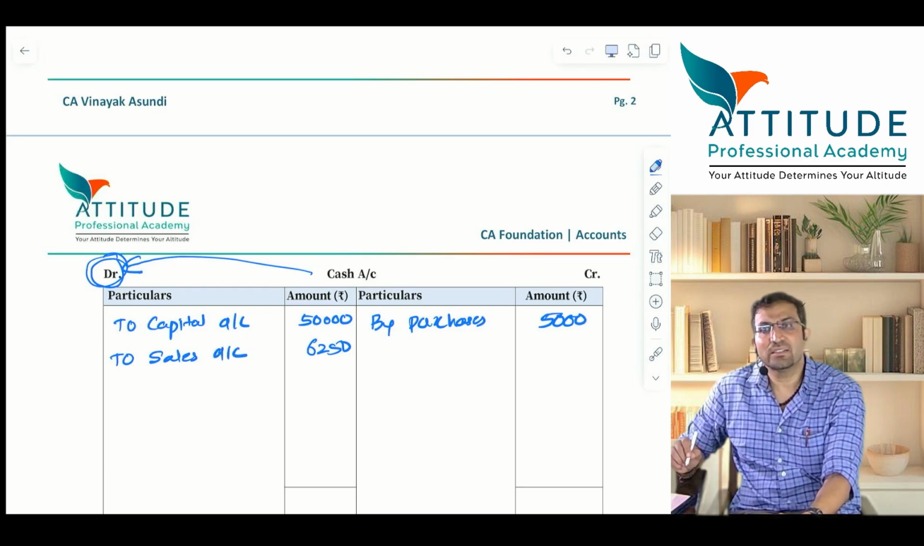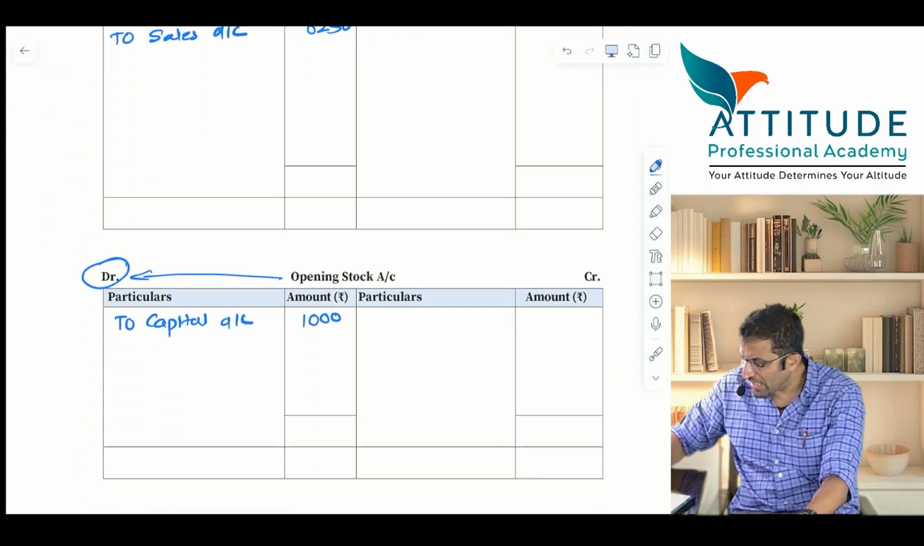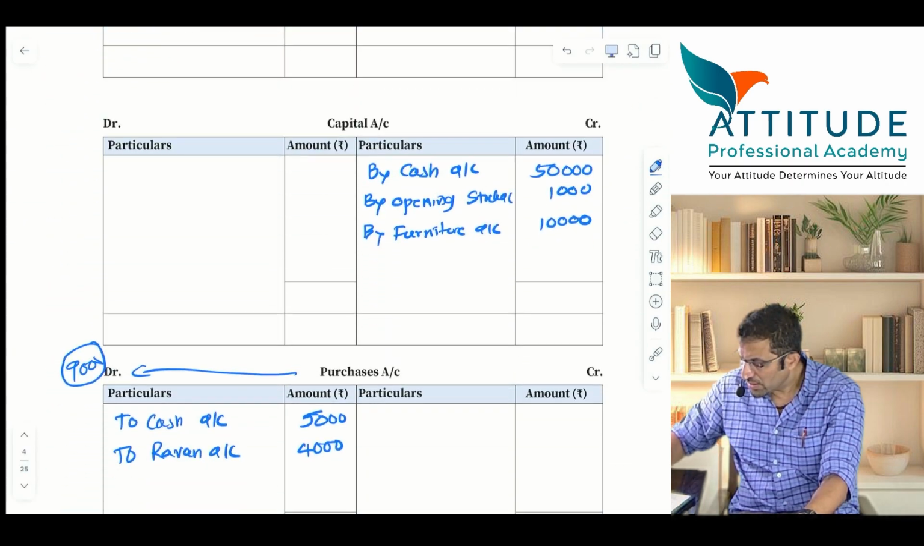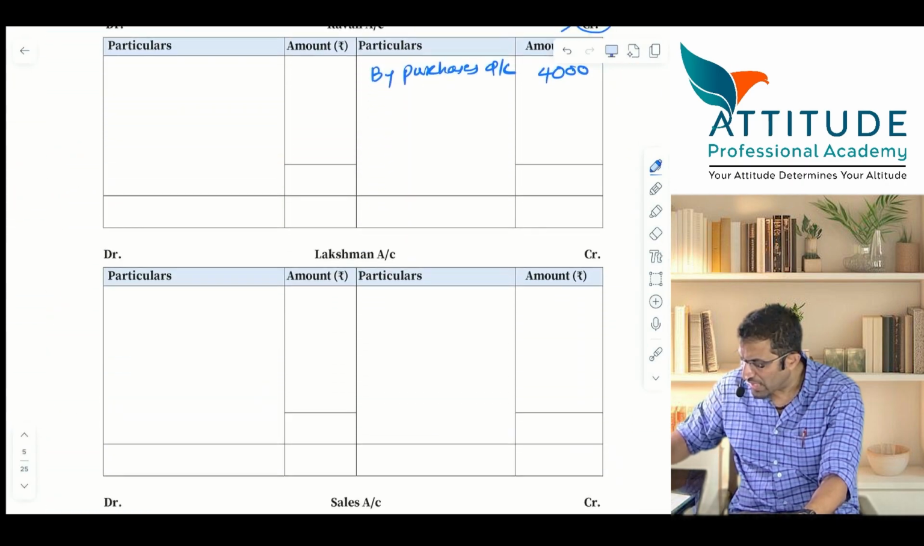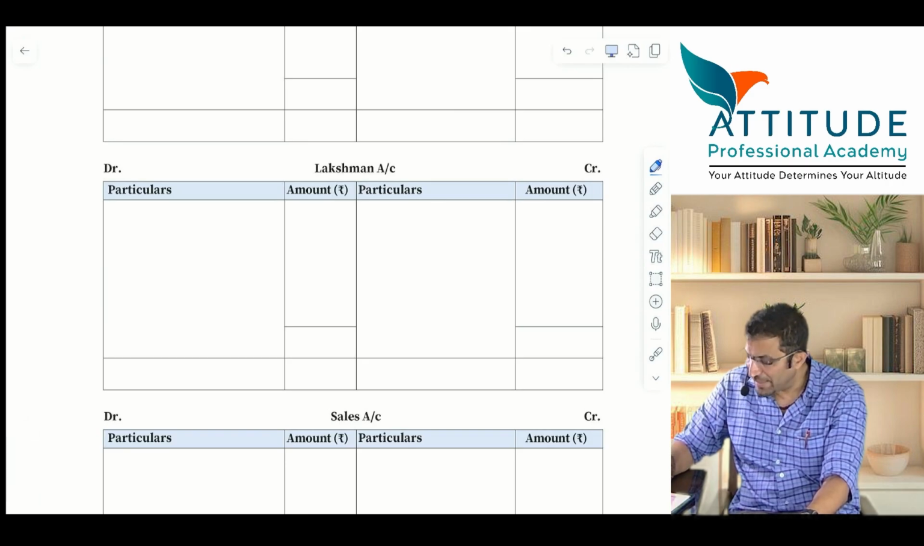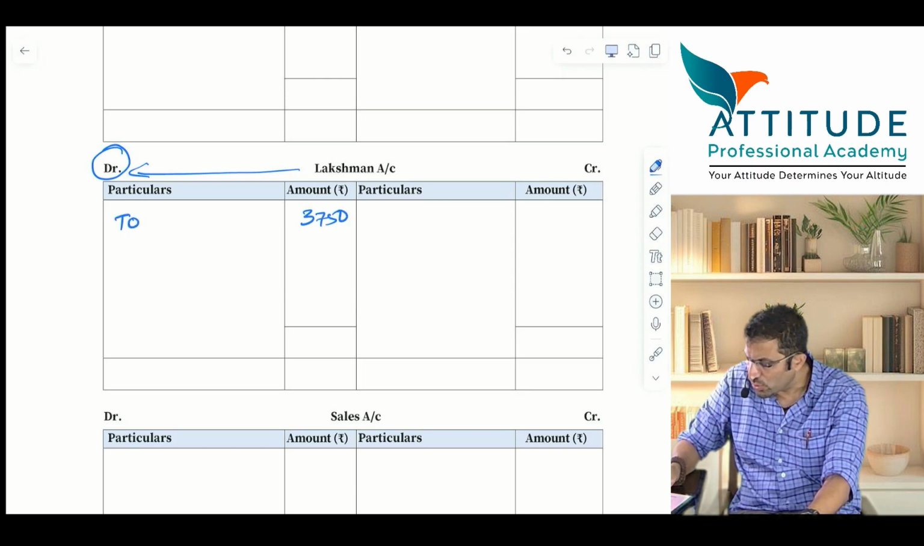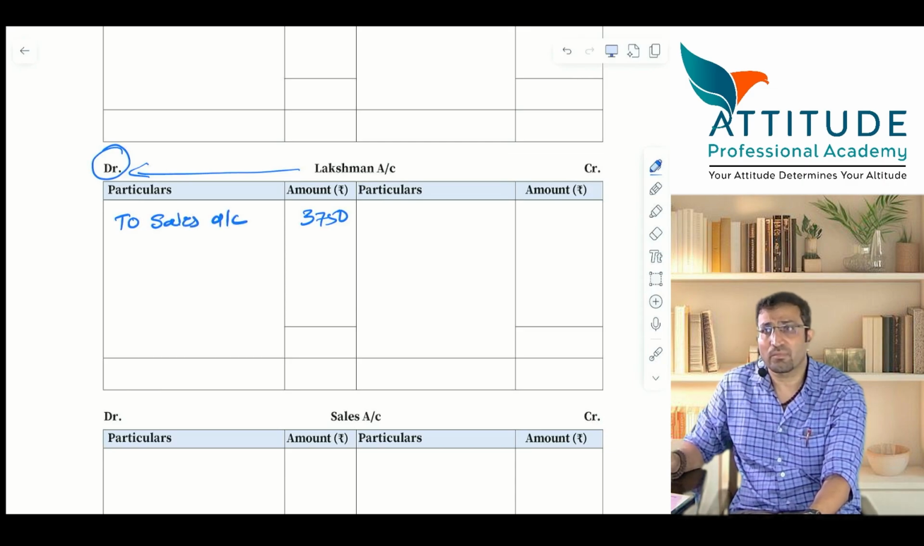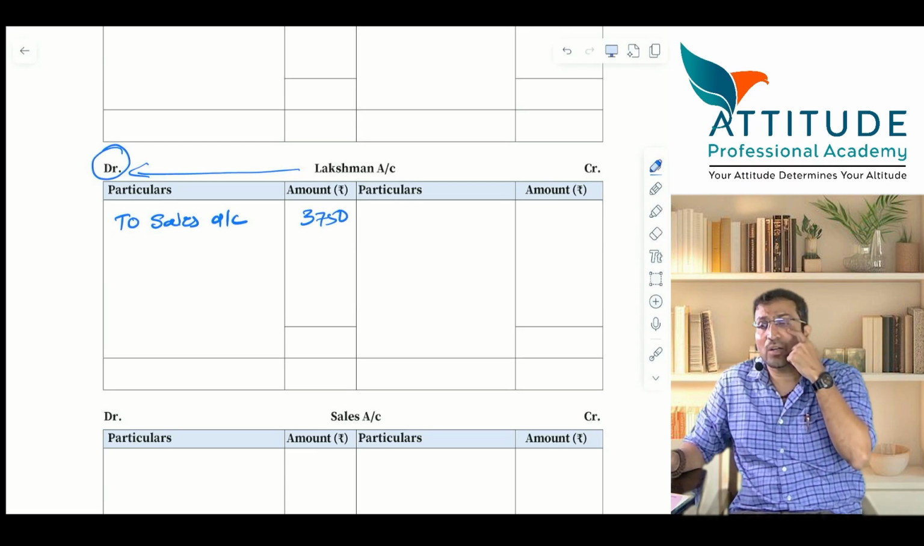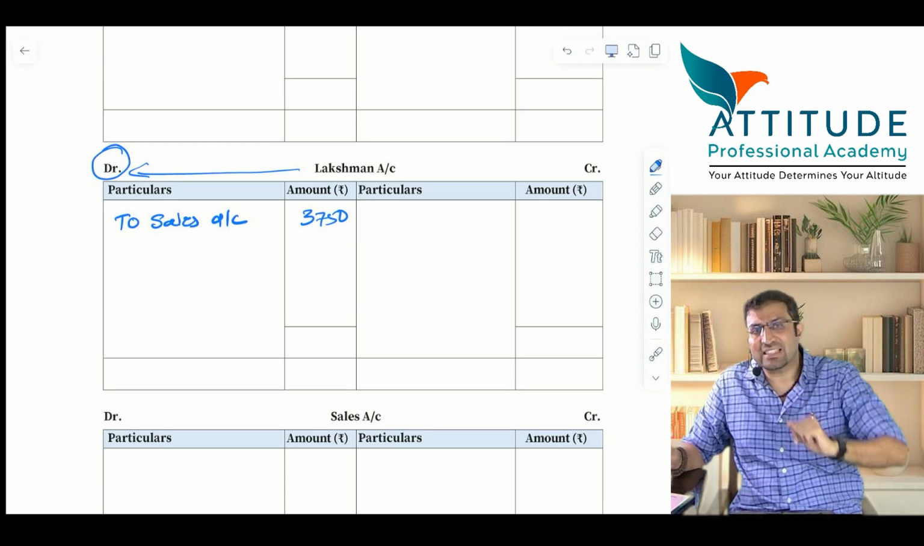Are you getting it? I think one more account is debited. Which is that account? Go to Lakshman account. I think after Ravan you have Lakshman. Which side? Debit side or credit side? Debit side. Very good. Debit is by how much? 3750. What should I write? Again here, to sales account. Is that clear?